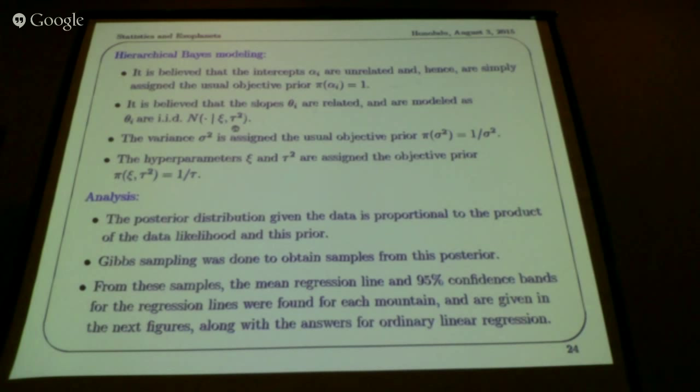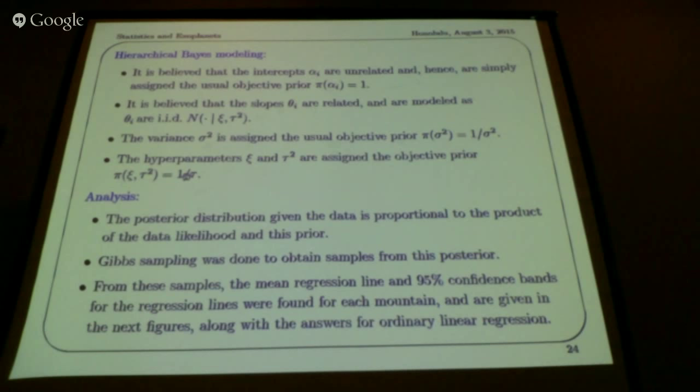That normal distribution has two other parameters, which are typically called hyperparameters. And there was an unknown measurement variance in this case, which was assigned the usual objective prior 1/σ². And then these two hyperparameters were assigned this particular objective prior, in other words, constant in the mean C, and 1/τ in the variance. There are a number of reasons for choosing that particular hyperprior, which I don't have time to get into.